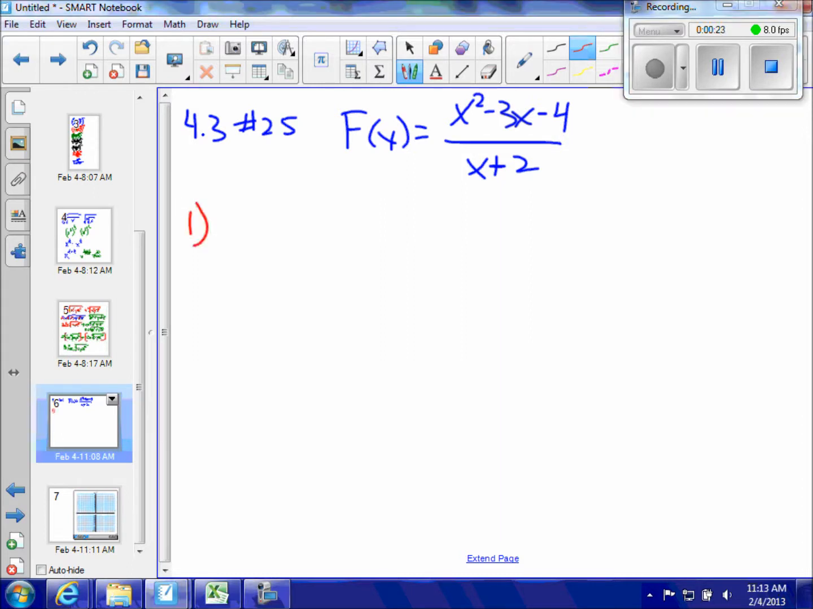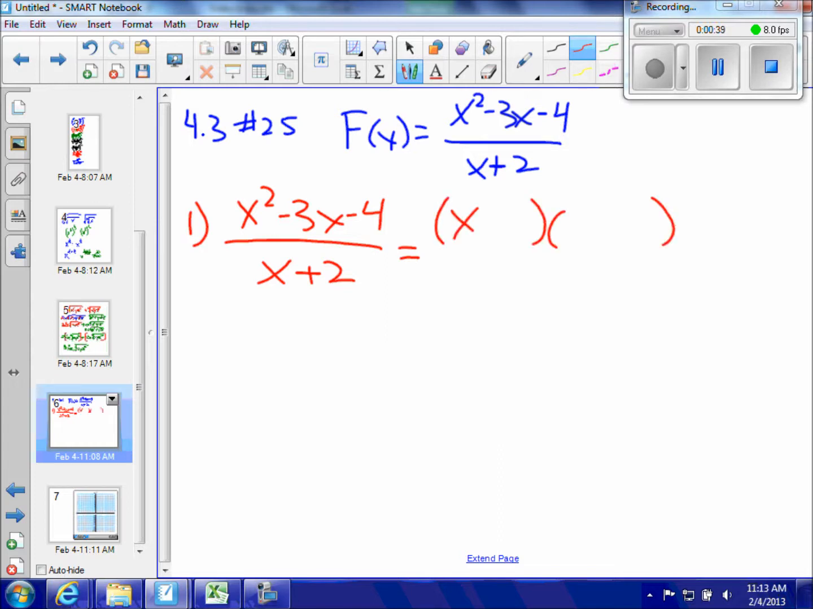First, step number 1. So I have x squared minus 3x minus 4 over x plus 2. And I'm going to factor my numerator. That looks to me like it would be x minus 4 and x plus 1, I'm going to have a negative 4 and a positive 1, all over x plus 2.